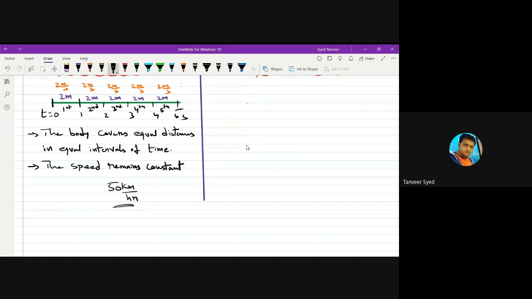That means if your speed is 50 kilometer per hour, you are covering a distance of 50 kilometer in each hour. First hour 50 kilometer, second hour 50 kilometer, third hour 50 kilometer, and so on. So you are covering equal distances in equal intervals of time. Then you are in uniform motion. So if speed of a body remains constant, its motion is uniform, or vice versa. If the body is in uniform motion, its speed will remain constant.